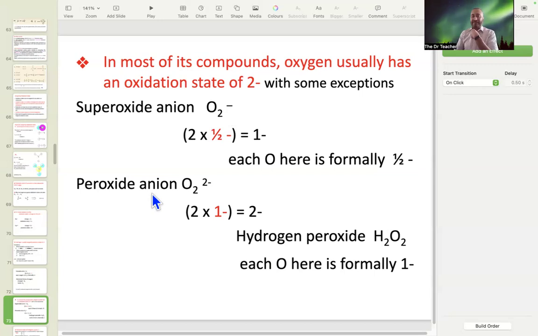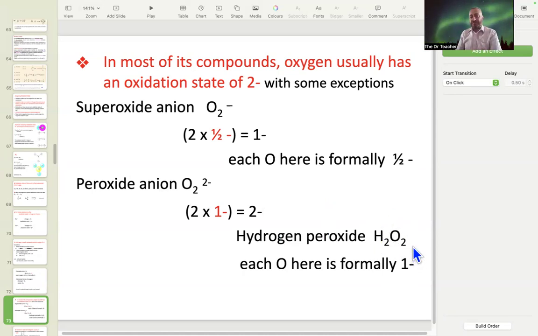Peroxide anion, H2O2, you remember, peroxide. Because of the 2 hydrogens here, 2 electrons will go to the oxygens, and both of the oxygens will become -2 overall. So here, as you see, the overall charge of the peroxide anion in hydrogen peroxide is -2. Each oxygen is formally -1. Inside the H2O2, this is an exception.